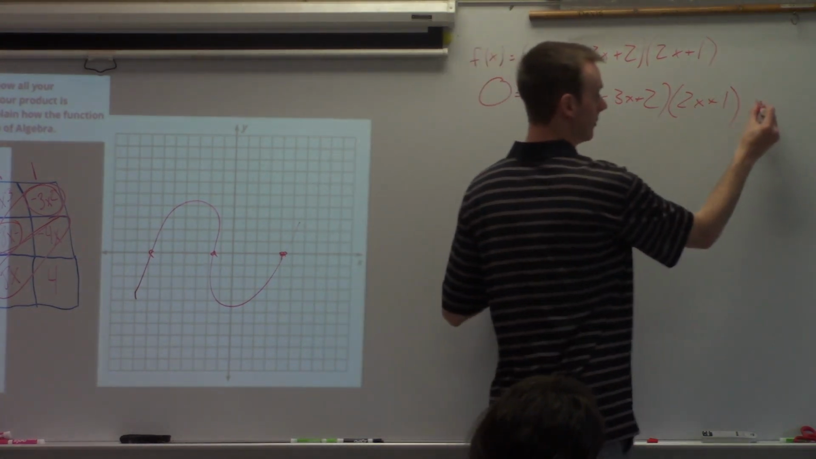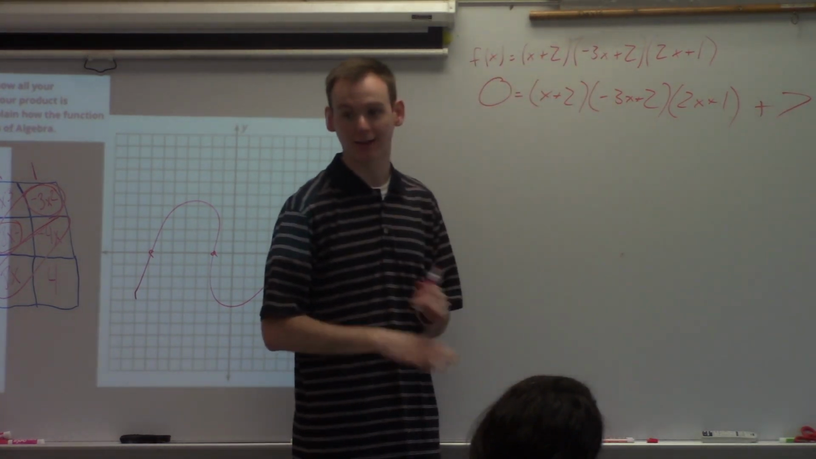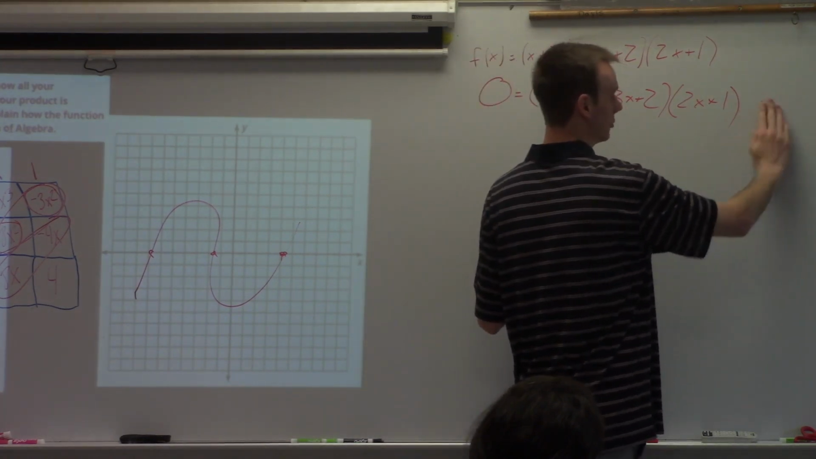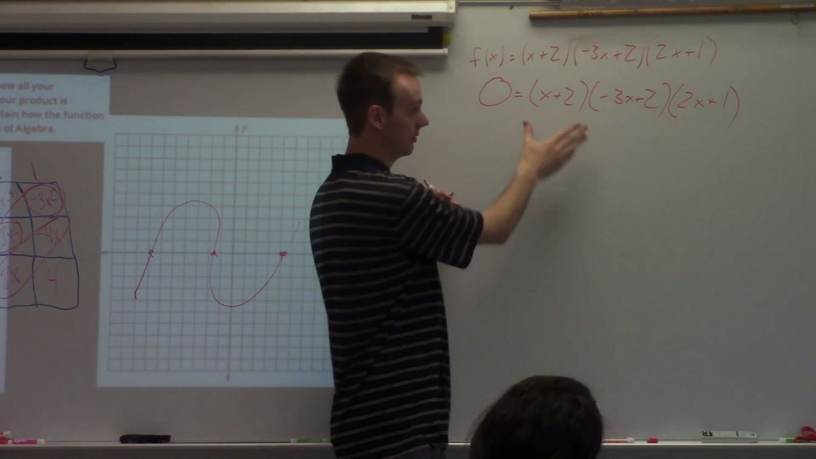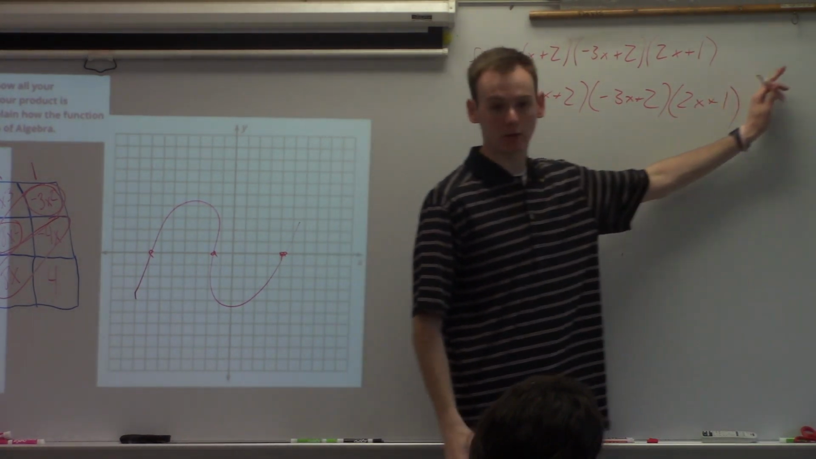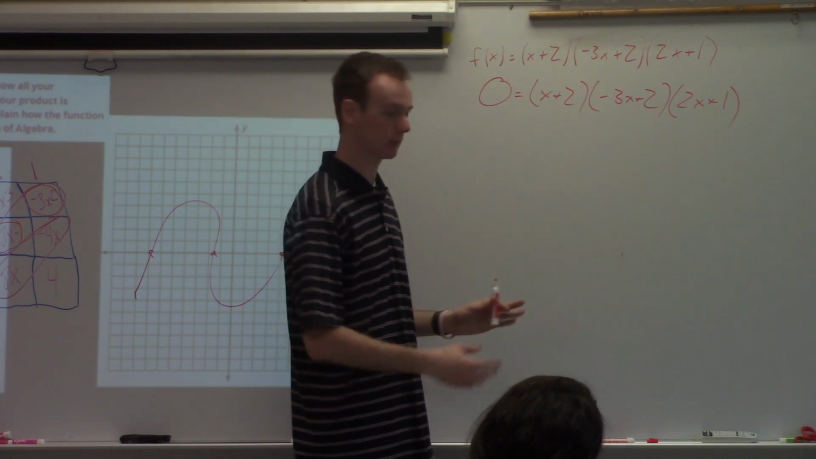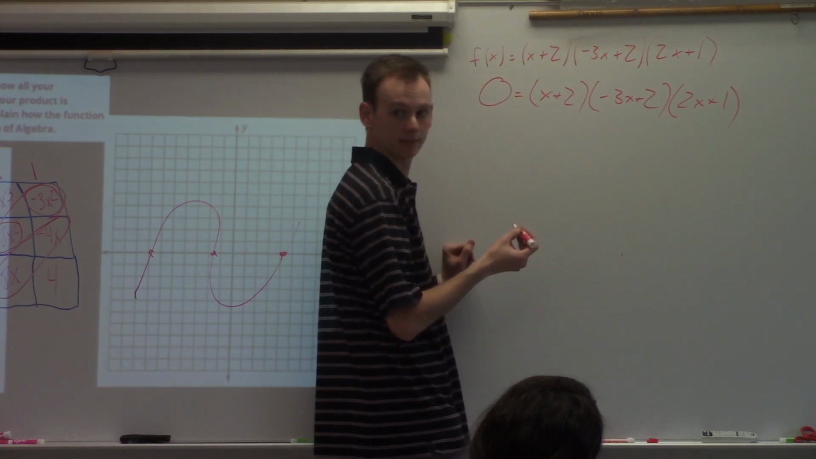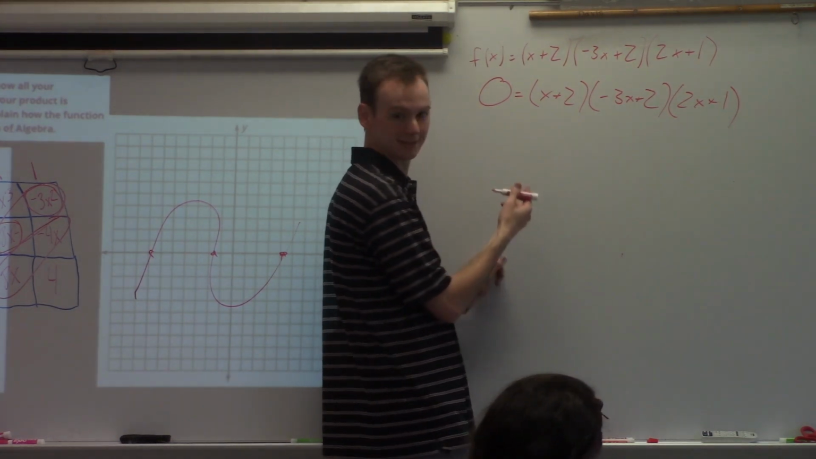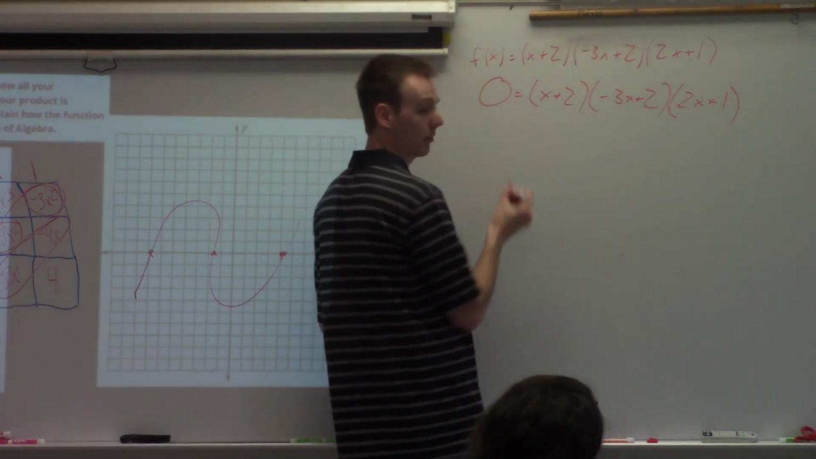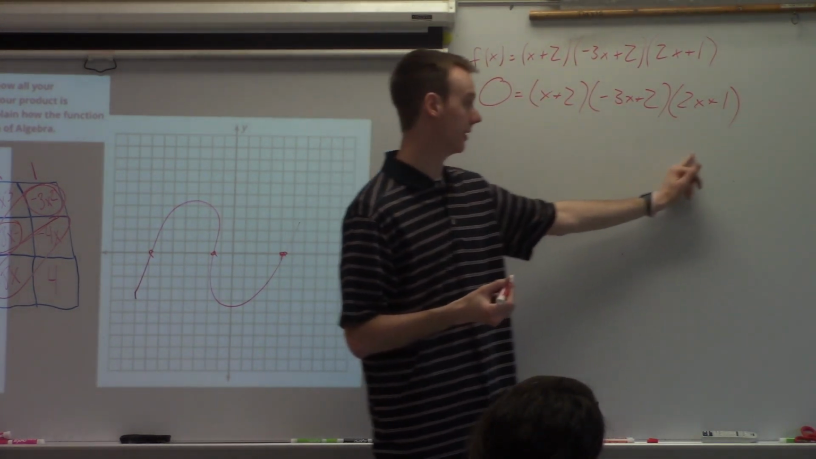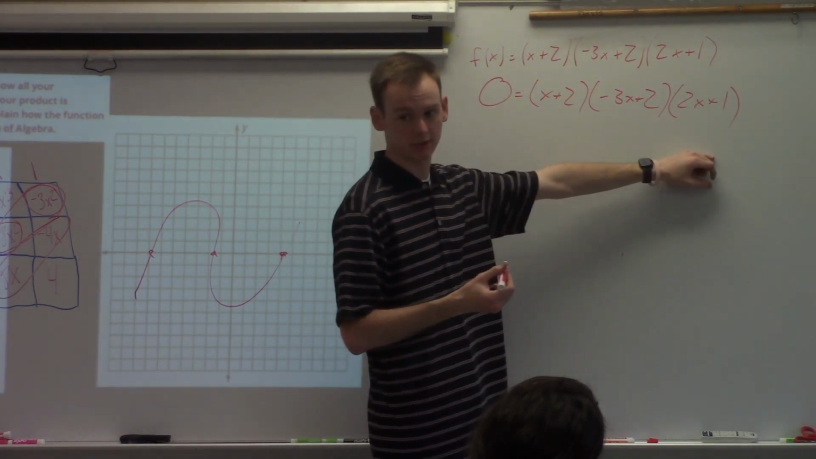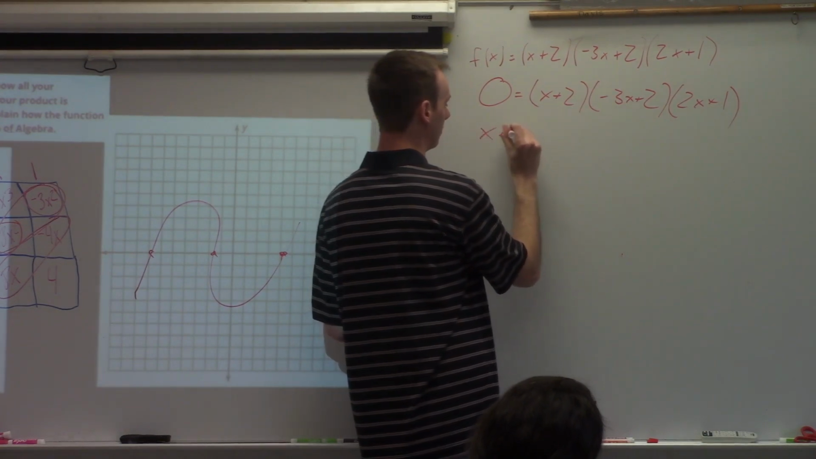If I had a little plus 7 over here on the end, I can no longer use the zero product property. It can be as many things as you want multiplying together, but it has to just be the multiplication. So what does the zero product property say? If we're multiplying things together and the product is 0, then at least one of these things has to be equal to 0. So we set all of them equal to 0.